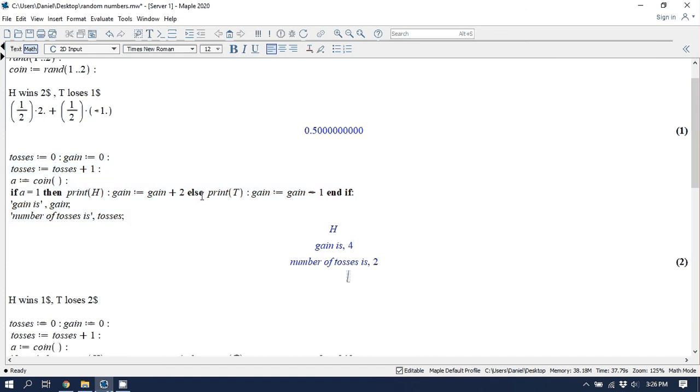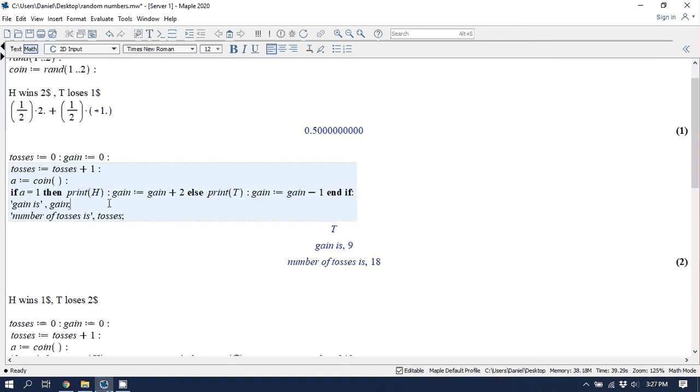So each time I run this command, the number of tosses increases by 1, and then the gain changes its value depending on whether it's heads or tails. So for example, the gain is 9 now. I run it again. Because I ended up with tails, I subtracted 1 from the gain, so now it's 8. Run it one more time. Now I end up with heads. Gain is 10. One more time. Now it's 9. Heads again. Plus 2, 11. Tails, 10. Tails, 9, and so on.